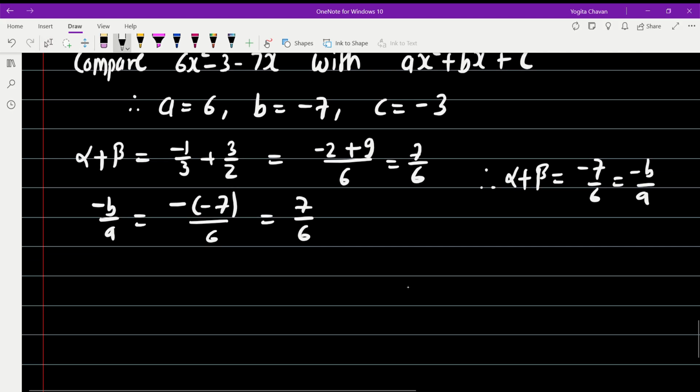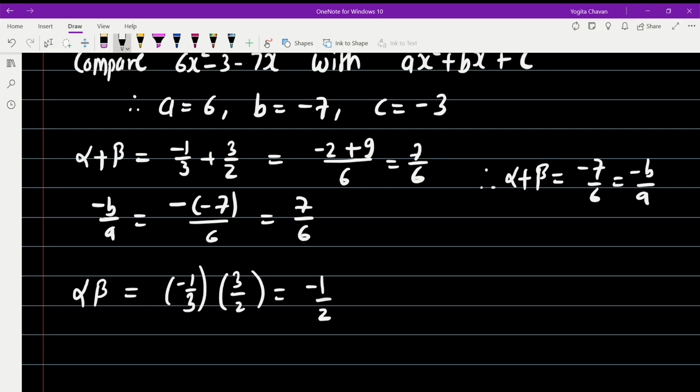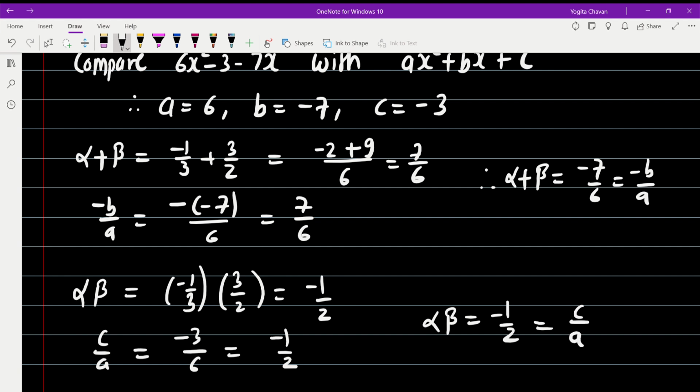Now product of the roots. Alpha into beta is equal to, where is alpha? Alpha is minus 1 by 3 into beta, it is 3 by 2. So this product is equal to minus 1 by 2. And c by a is equal to, c is minus 3 and a is 6. So 3 into 2 is 6. So it is again minus 1 by 2. So alpha into beta is equal to minus 1 by 2 and is equal to c by a. So problem number 3 is also done.